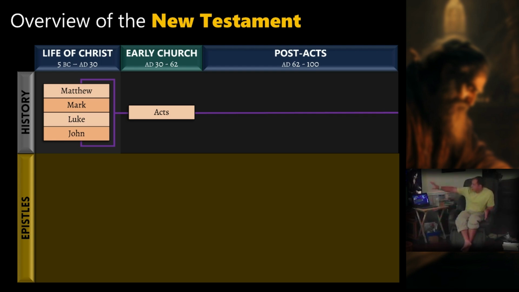And then you have post-Acts, which basically covers the next 38 years from Paul's arrival in prison to the death of John at whatever point he actually died, which some people speculate to be at the end of the first century. And so those are the three categories of history that we can talk about here. But whenever it comes to the epistles, this is how we look at them.